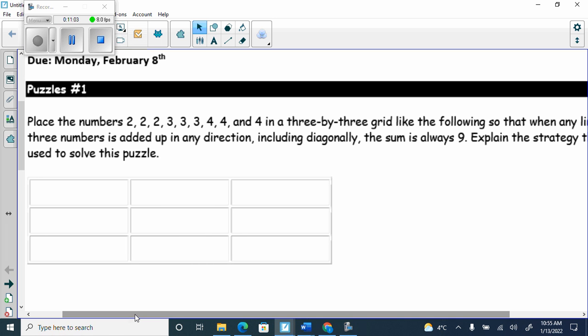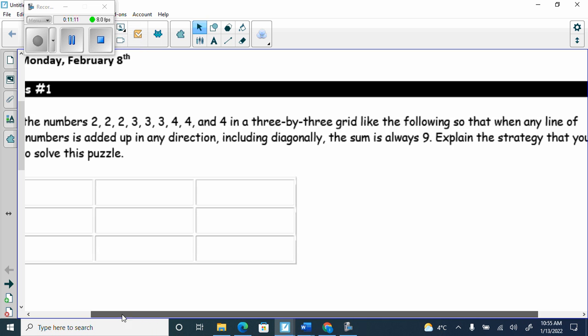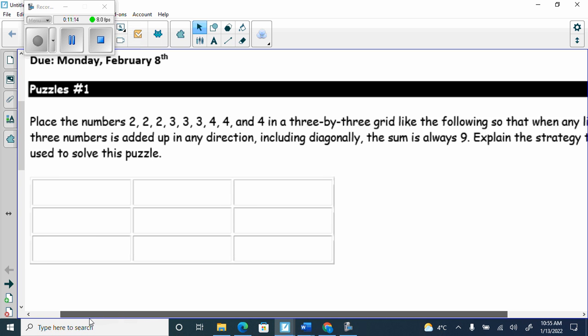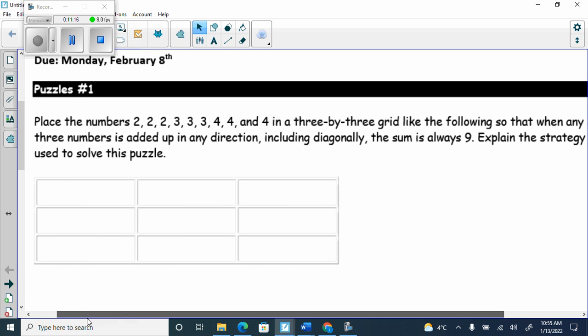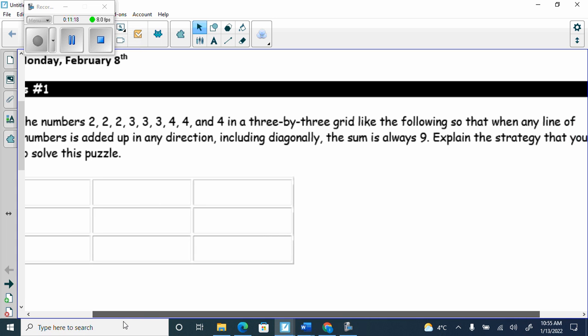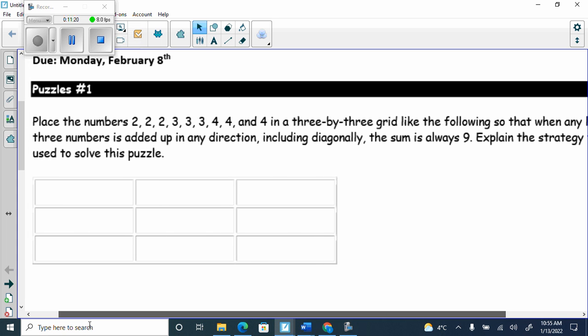Okay, this question says, place the numbers 2, 3, 4 in a 3x3 grid like the following, so that any of the lines of the 3 numbers is added up in any direction, including diagonally, the sum is always 9. Try this out. No matter which way you add up, vertically, horizontally, or diagonally, just like a tic-tac-toe, they all add to 9.